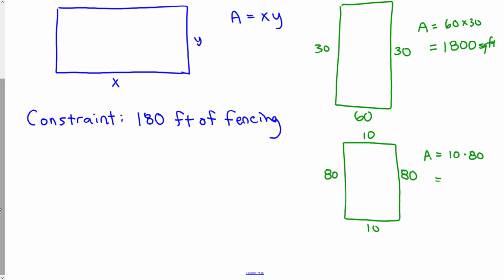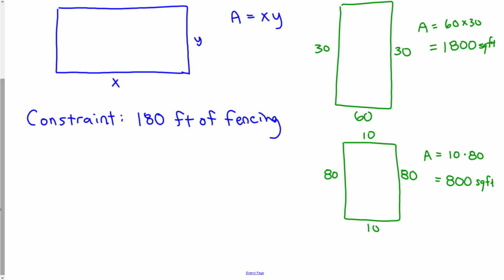1 times 8 is 8, then 2 zeros. Wow, this is only 800 square feet. This is a significant drop in square footage. It's a much smaller area of garden than the other. So that restriction makes a difference. So we have to come up with the dimensions of the garden that's going to produce the largest garden that we can.